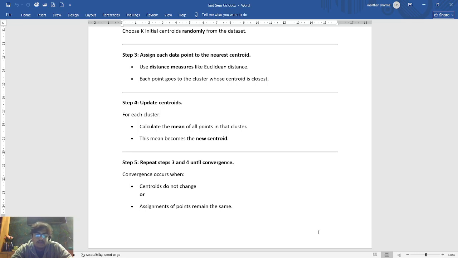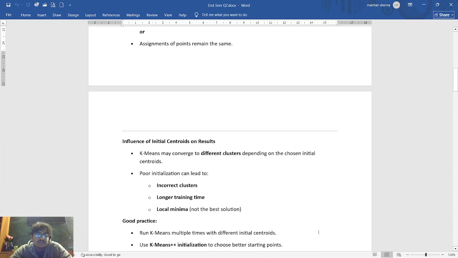And after updating the centroids in step 4, we have step 5, where we repeat steps 3 and 4 until the algorithm converges. The convergence happens when the centroids stop changing or the cluster assignments remain the same. So that's the entire K-means process.